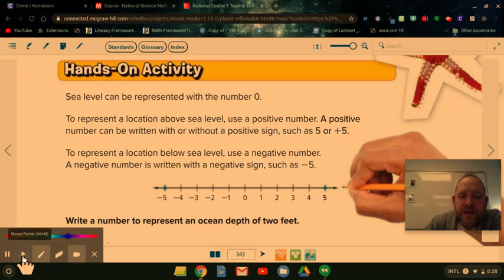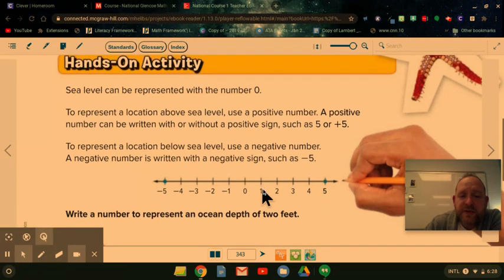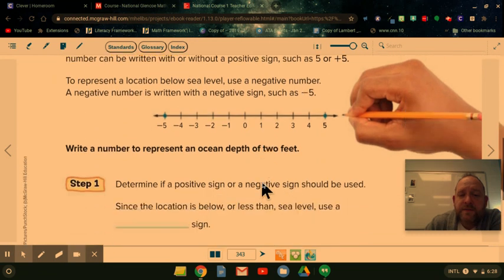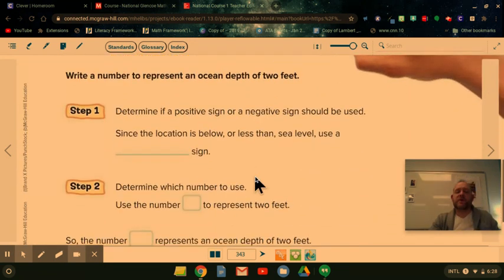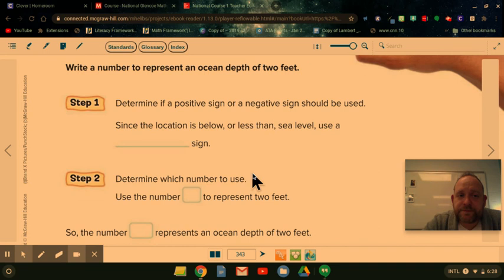So our question here, how could we represent an ocean depth of 2 feet? Here we go. Okay, so your next question. Determine if a positive or a negative sign should be used. Since the location is below or less than sea level, you would use a blank sign. Again, what signs do we talk about above? Which one of those would you use? Go ahead and choose your answer from the choices on the right.